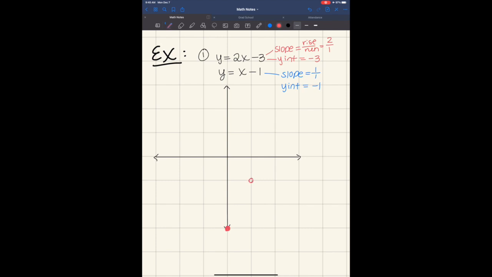So for my red line, I'm starting at negative 3 and going up 2 over 1. For my blue line, I'm starting at negative 1 and going up 1 over 1. And you can see they cross at the coordinate 2, 1, so that's our solution.